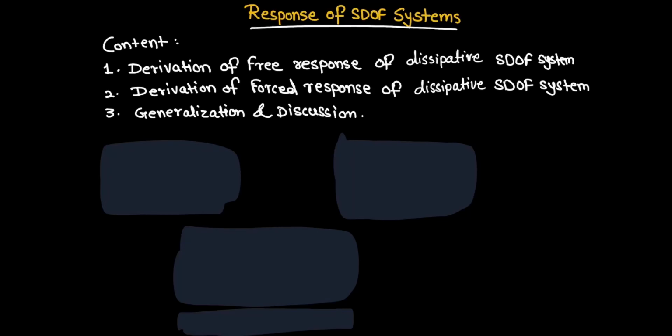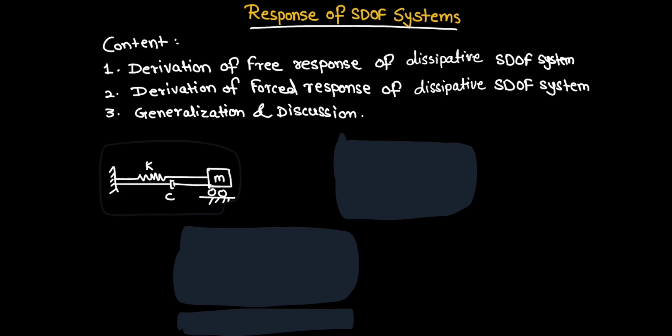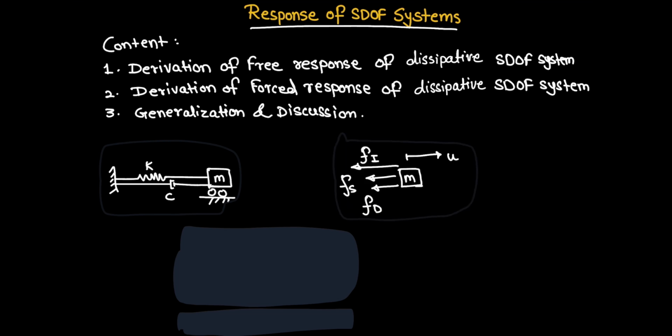Let us understand the response of single degree of freedom systems. In a single degree of freedom system, we have this generalized spring mass system with a damper. If we draw the free body diagram of this system, we assume that the mass is moving in the positive u direction and calculate the forces that would be acting on it.